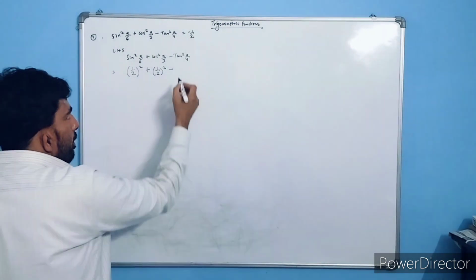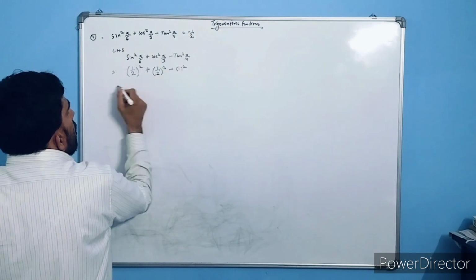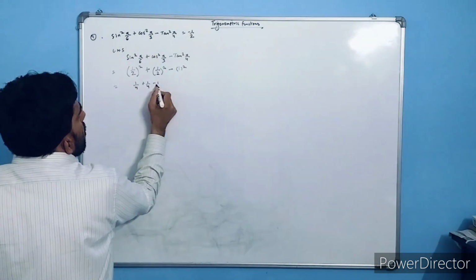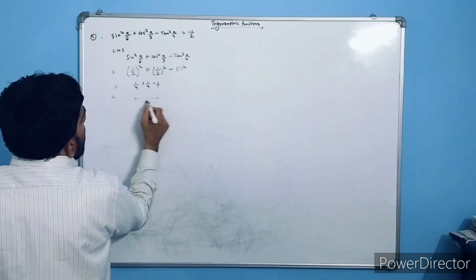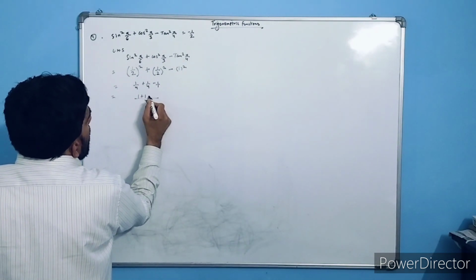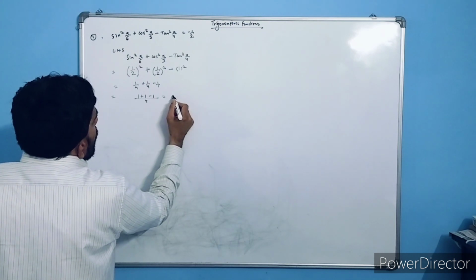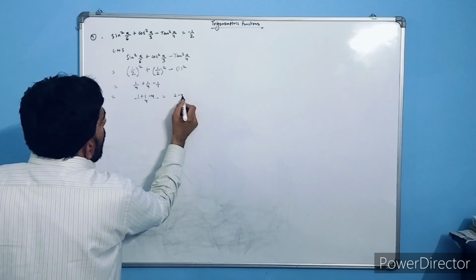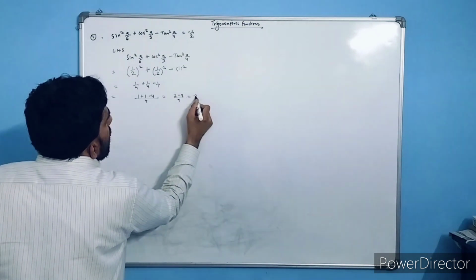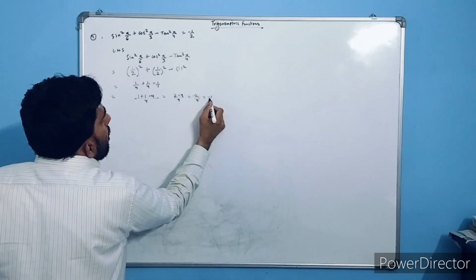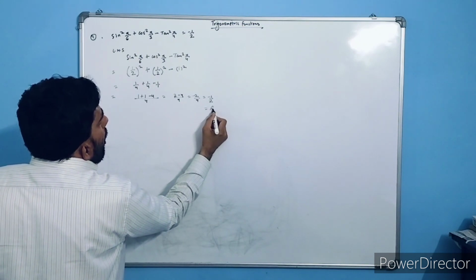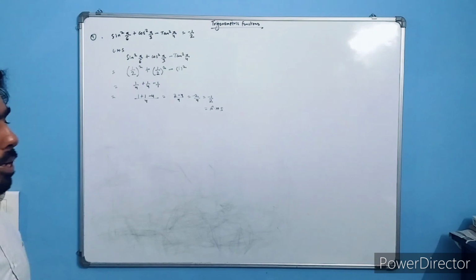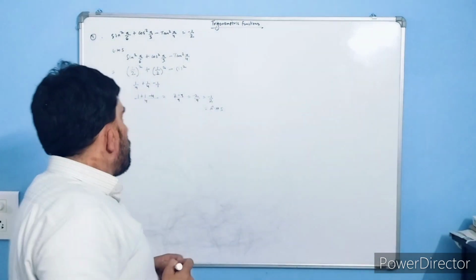10, 45 is 1. So what you got? 1 by 4 plus 1 by 4 minus 1. Now taking the LCM, I have got this 1 plus 1, 2. Oh sorry, this one will be 4 minus 4 upon 4. So minus 2 upon 4 is equal to minus half. I found my answer. Okay, so that is how we can easily find the value.